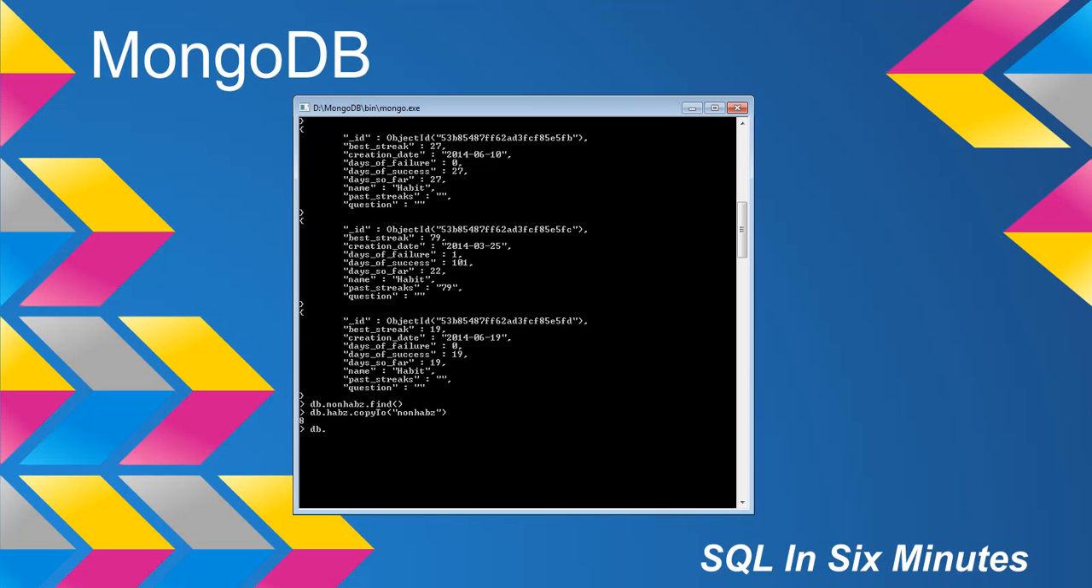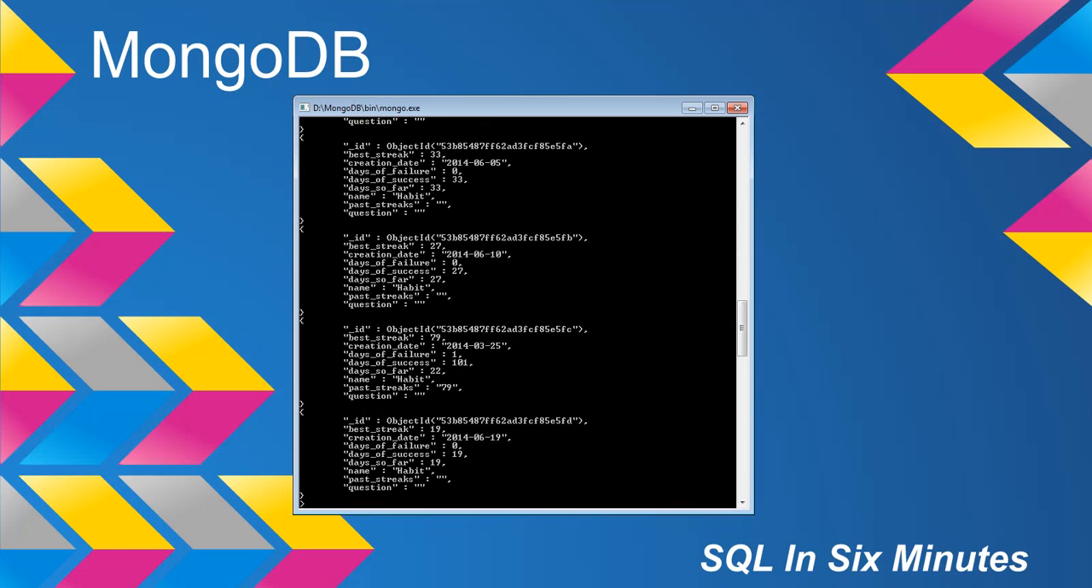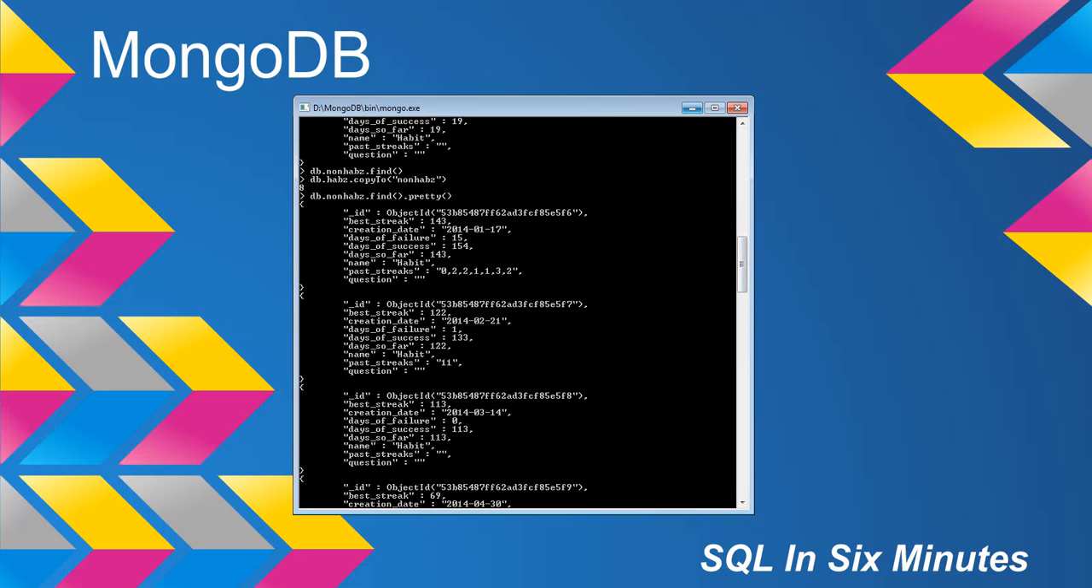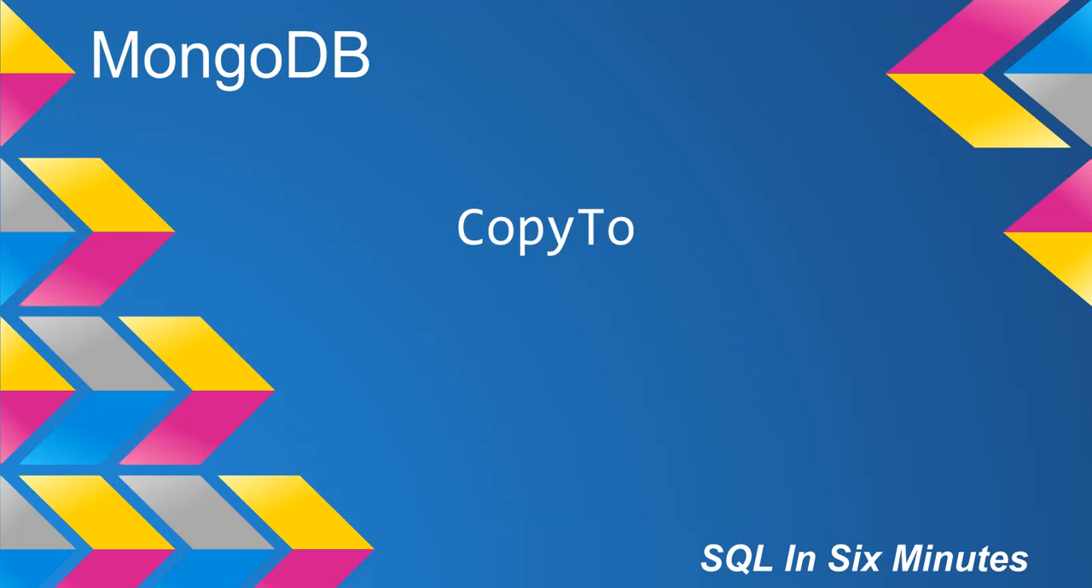And so now if we do db.non-habs.find.pretty, we will have the same data as Habs. Okay, so there are numerous uses for CopyTo, and for instance, it's a very useful ETL operation, very useful in ETL.